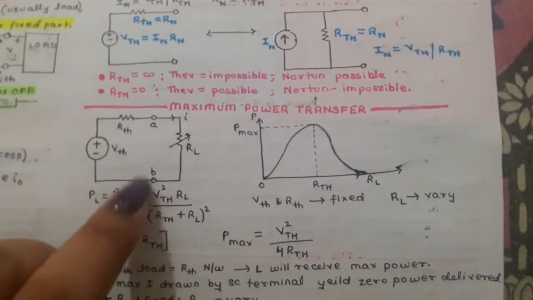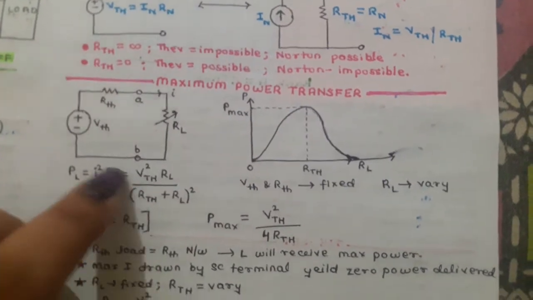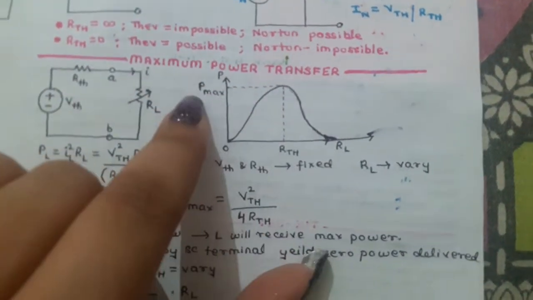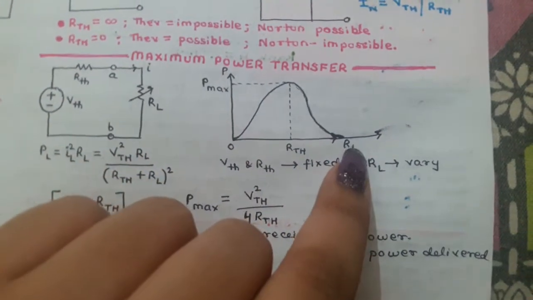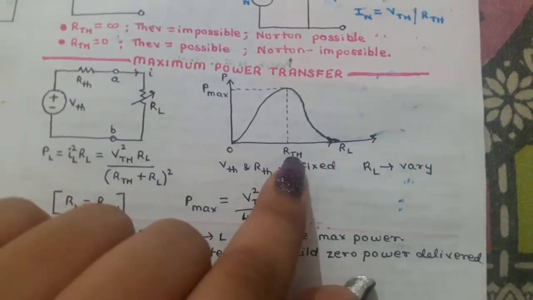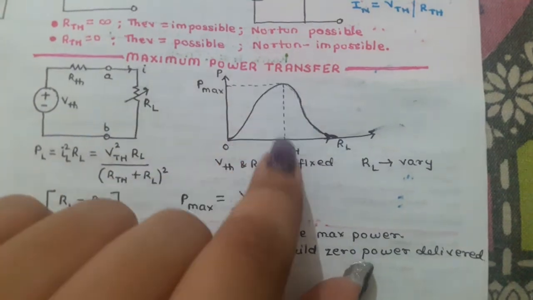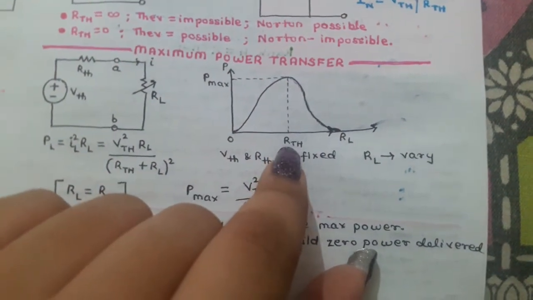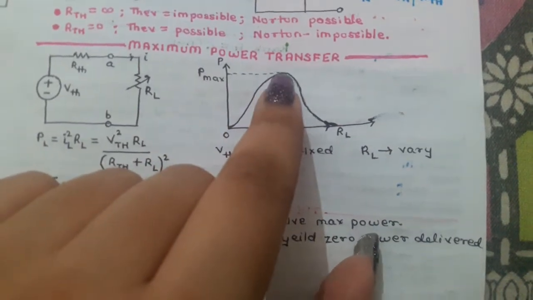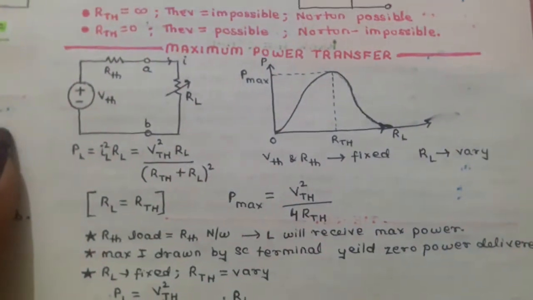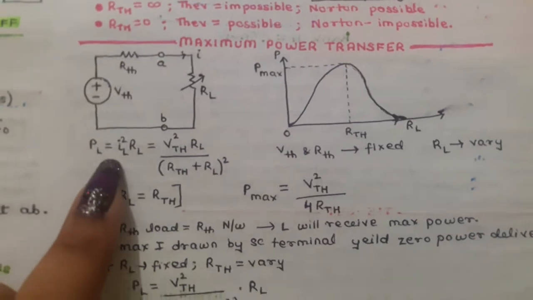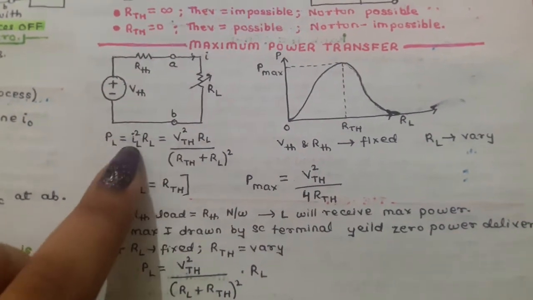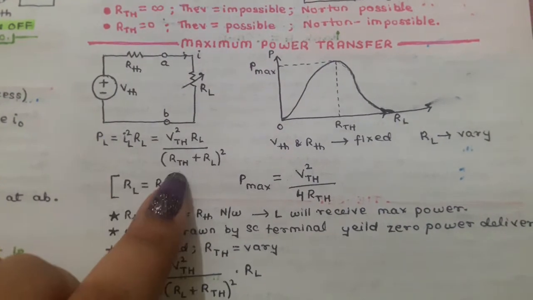Now finally we have maximum power transfer. This is the circuit and this is the graph of power versus RL. There is a particular resistance at which the circuit draws maximum power, and this value of RL is what we are going to calculate, and this is the maximum power it can reach. Now we have certain formulas to keep in mind. First, we use the basic formula, power equals I square R, and we replace I by V by R.